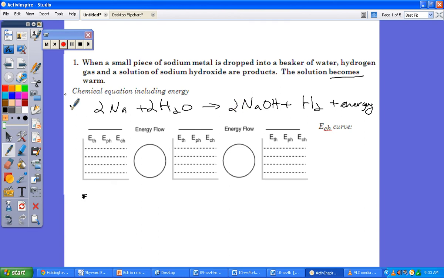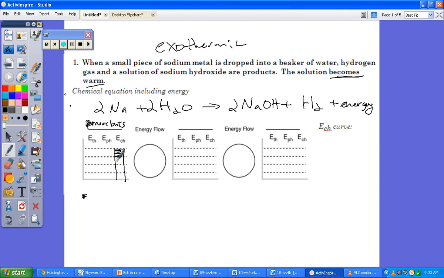From this point we can start to put into our bar charts where things go. Since the solution becomes warm, this is an exothermic reaction. And so we're going to have energy leaving the system at some point. Where that energy comes from needs to be in the thermal state. Where the energy originates from is in the chemical state. So to start with, these are the reactants.